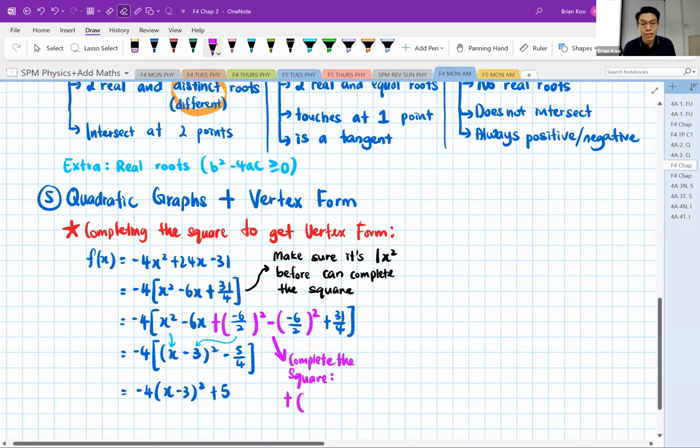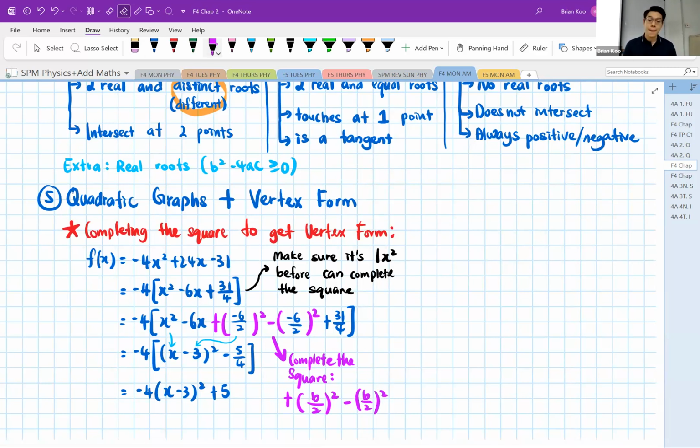You will go and plus b over 2 squared. It's b over 2. B over 2 squared minus b over 2 squared. So your b value is negative 6. If you don't do this, what will happen is that you will take your b value as 24 and it will be wrong. So the b value you need to take is negative 6, not positive 24.